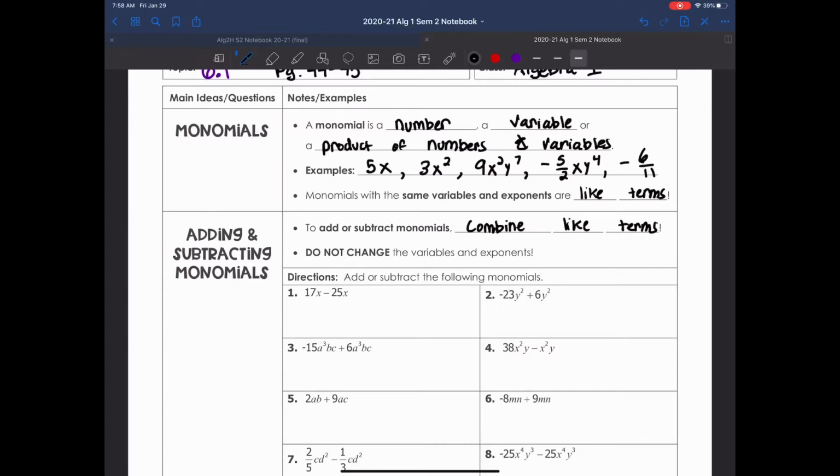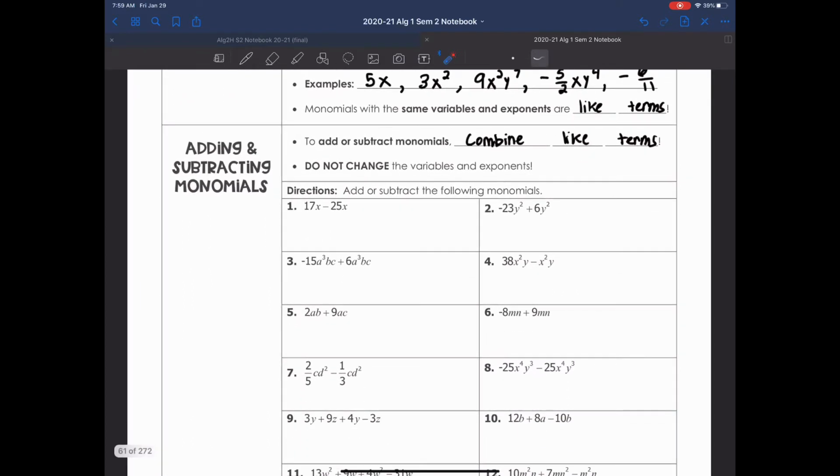But if they don't have the same variable or the same exponent, we are not allowed to combine them. So make sure we're only combining those like terms. Now, do not change the variables and the exponents when you are adding or subtracting them from each other. So let's go over a couple of examples.